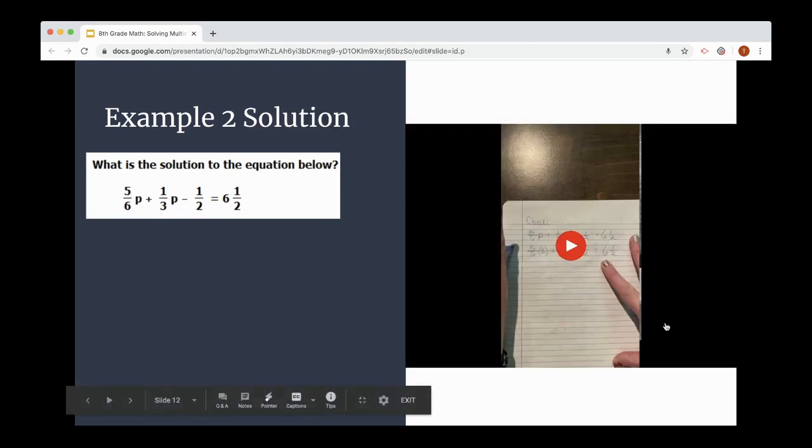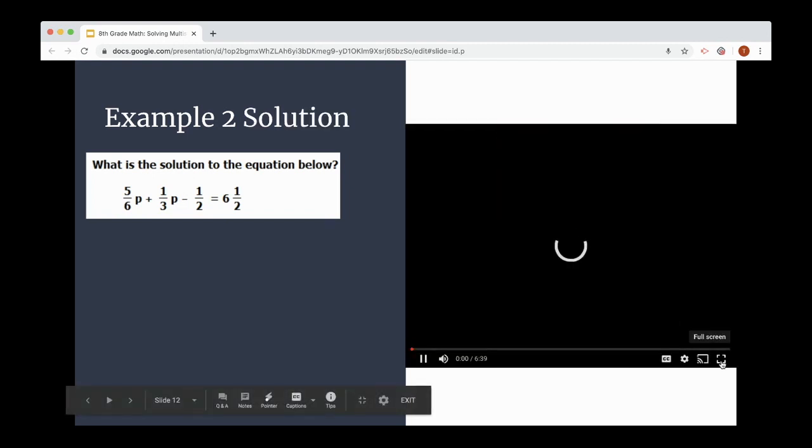Here is our solution to question 2. All right, let's review the solution for example number 2, and then we will check our answer. All right. So when we're solving these multi-step equations, we should always look for the distributive property first. All right, but we do not have the distributive property here. Then we always look to combine like terms if we can.